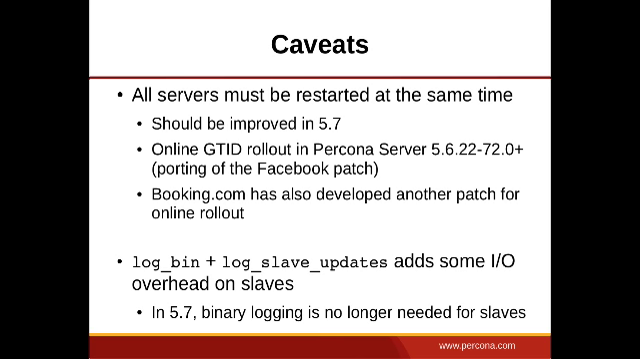One other thing to know is that if you enable GTID replication, you will need to have binary logging enabled on every server, every slave, and log slave updates, which means it will have some I/O overhead. In 5.7, if you have a slave that you will never promote to be a new master, you can disable binary logging. You have another feature that allows GTIDs to work.